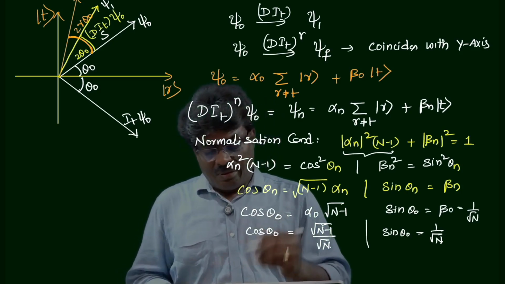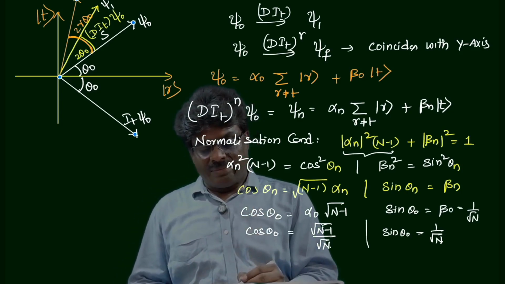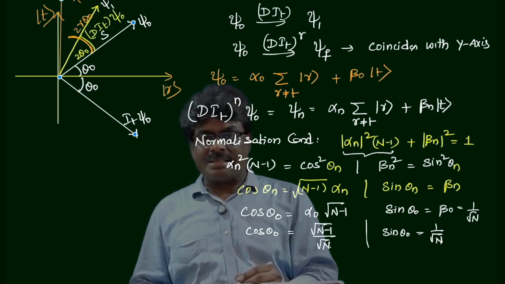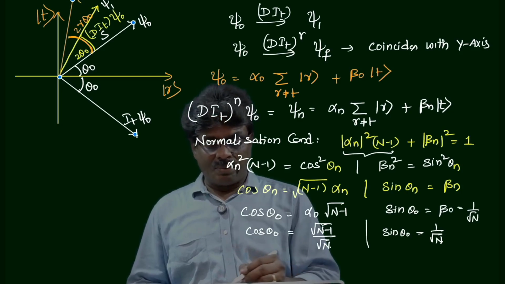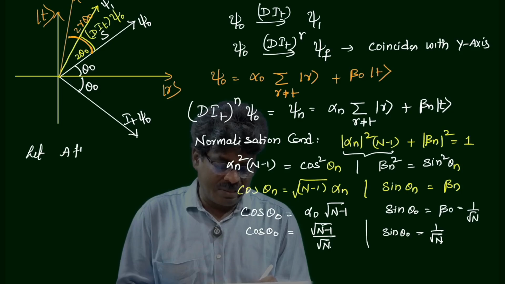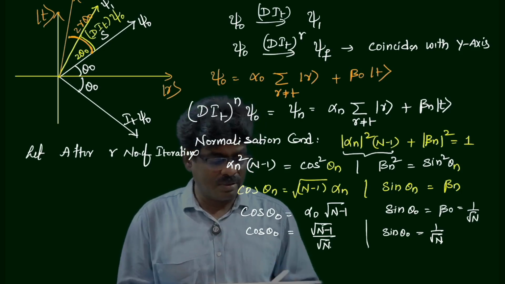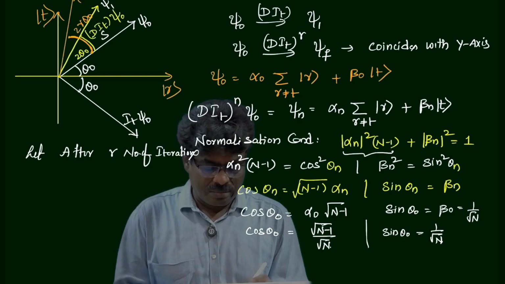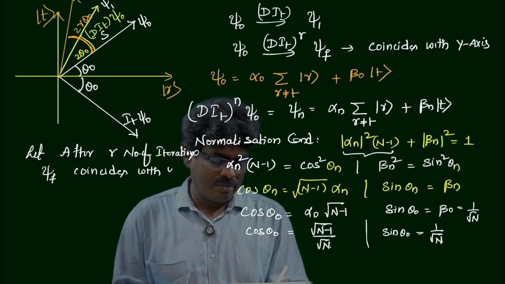Just now I told you, as the number of iterations increases, the final state will come close to the y-axis. Now let us suppose it coincides with the y-axis. Let after r number of iterations, psi final coincides with the y-axis.